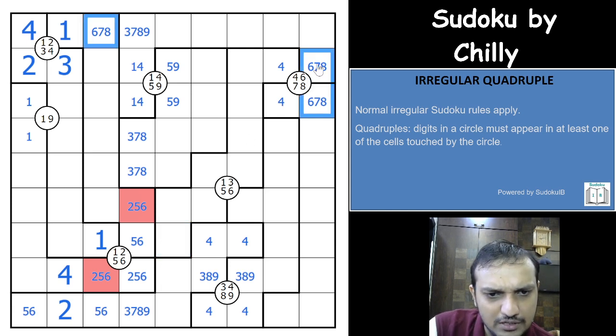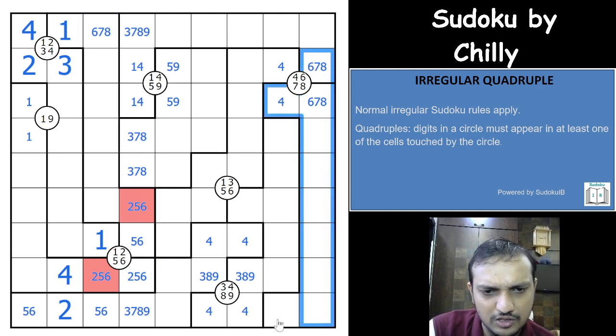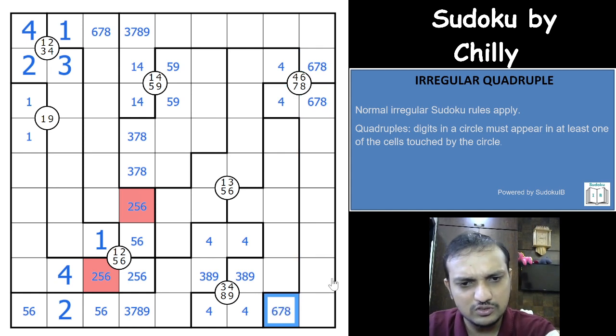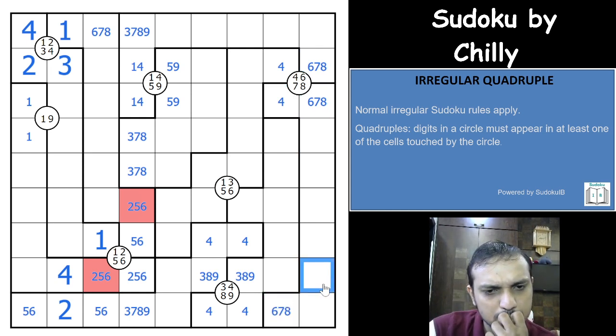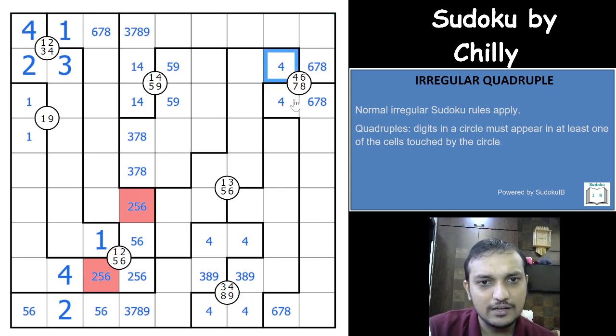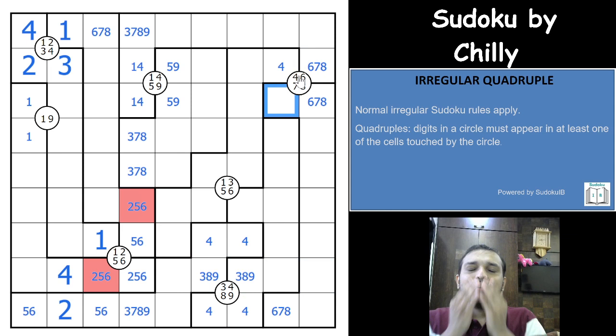Again, whatever you have here cannot be in any of these cells, cannot be this cell because these 4 digits are different, so it would have to be here. So this is 6, 7 and 8. And whatever you have here would have to be here. Excellent. So this cell is not a 4.